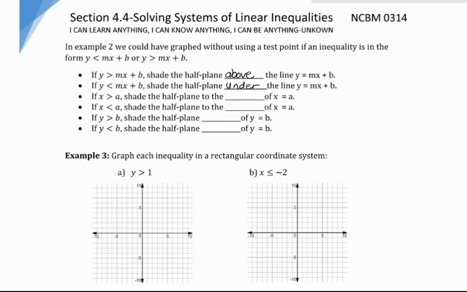If x is greater than a, shade the half plane to the right of x equals a. If x is less than a, shade the half plane to the left of x equals a. And if y is greater than b, shade the half plane above y equals b. And if y is less than b, shade the half plane under y equals b.